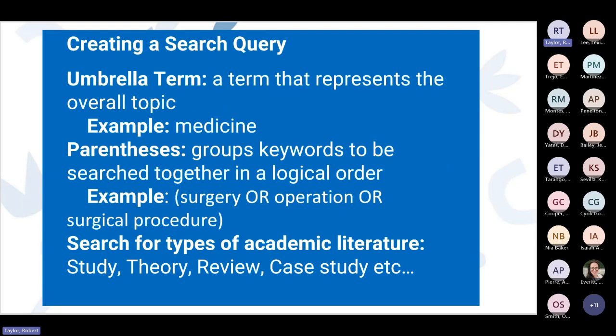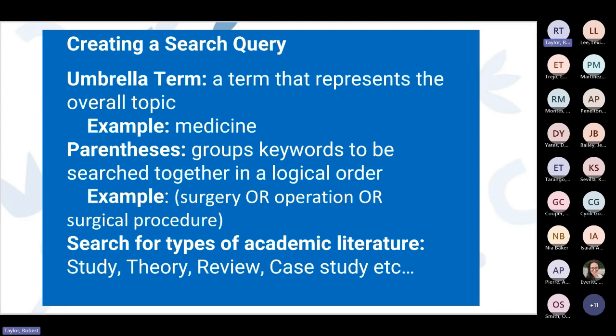When you're creating a search query, I like to create an umbrella term. That's a term that represents an overall topic. For example, we can use the word medicine. And then you can use parentheses to group keywords, creating a basket for logical searching. So for instance, we could say surgery, operation, or surgical procedure.